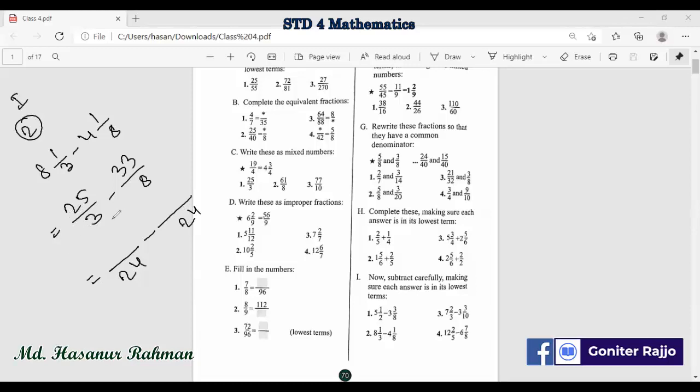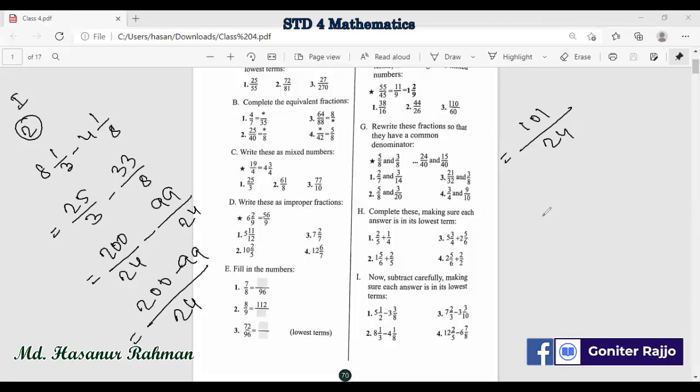So now 3 times 8, 24. 25 times 8 equal to what? We have to find out the equivalent fraction. So 25 times 8, that is 200, minus, so 24 by 8, that is 3. That means we have to multiply 33 times 3, that is 99. So 24 is our common denominator. And what will be our numerator? 200 minus 99, that is 101 divided by 24.